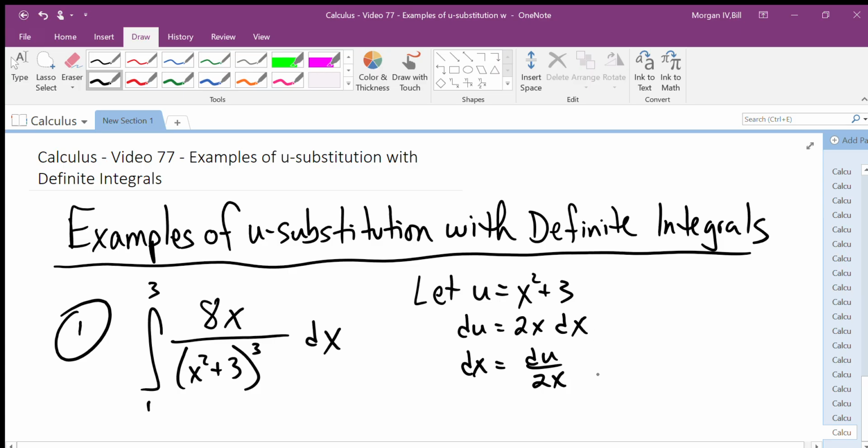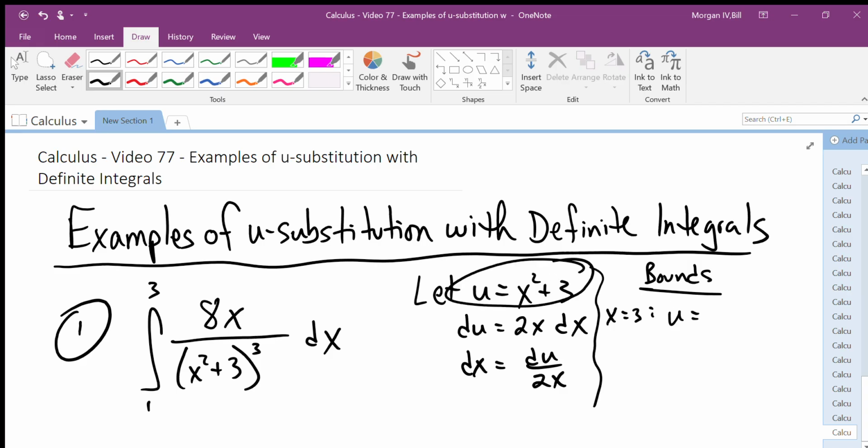I'm also going to change my bounds. If you're a do not change your bounds person, then you won't do this part. But when x equals 3, I use this equation here. Let u equal x squared plus 3. So that would be 3 squared plus 3. That's 9 plus 3 is 12. So my upper bound went from an x value of 3 to a u value of 12. And my lower bound goes from an x value of 1 to 1 squared plus 3, a u value of 4.